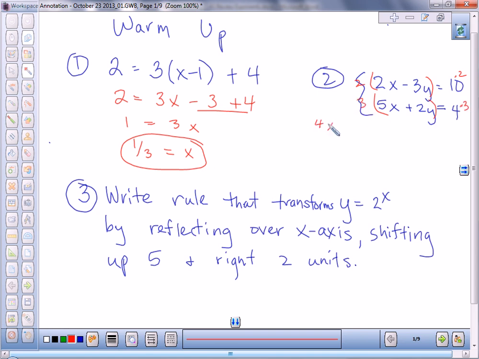So that gives us 4x minus 6y is equal to 20. And 15x plus 6y is equal to 12. So now, because this is equivalent to this, it's like adding a value of 12 to both sides when I add this system. This gives me 19x, y's cancel, equals 32.